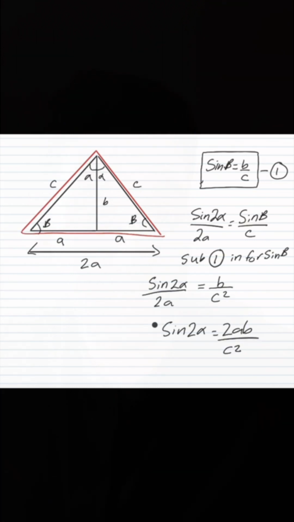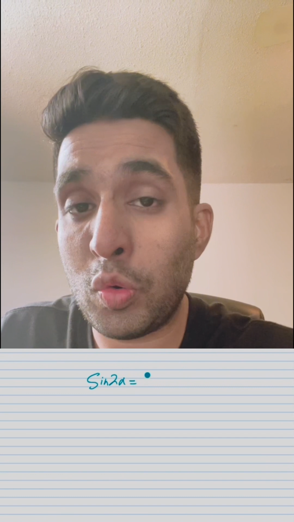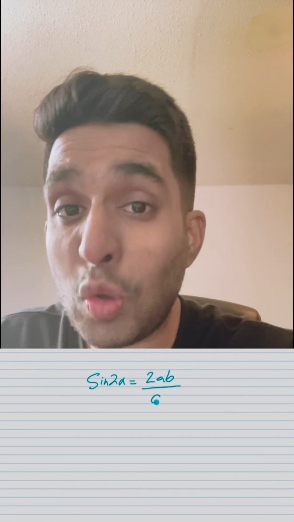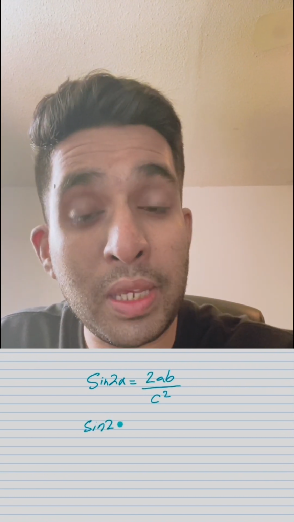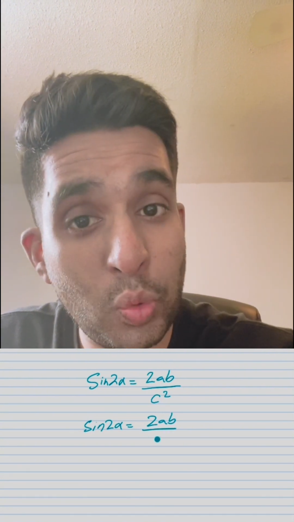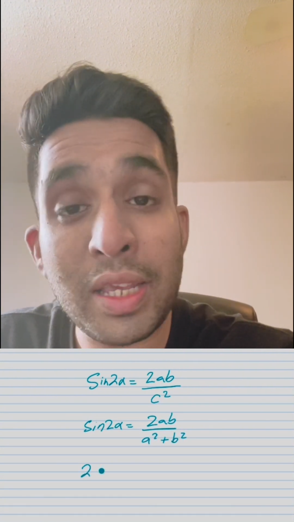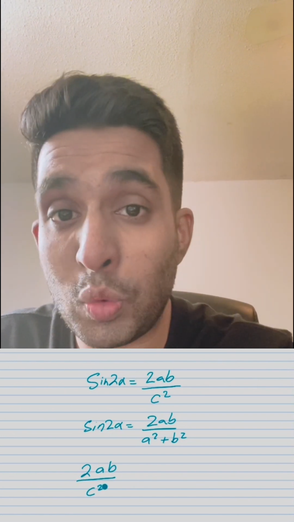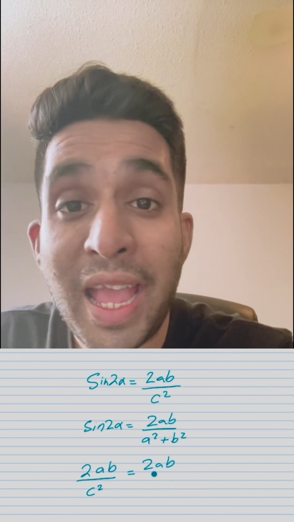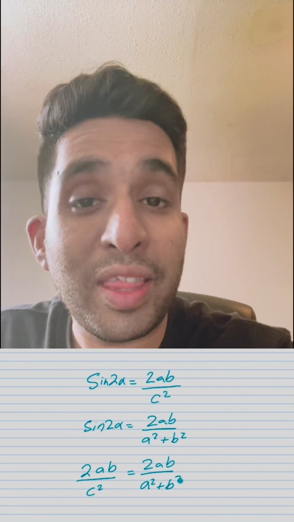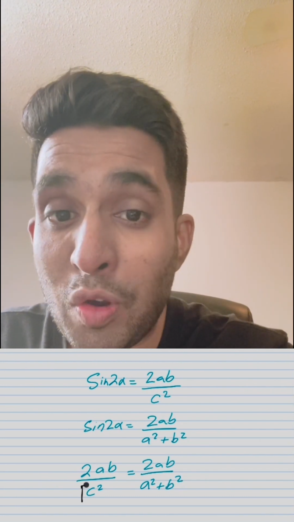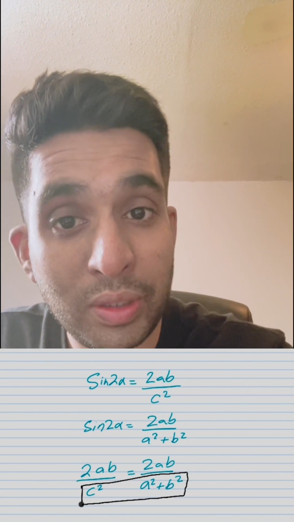Now guys, here's the cool part. If I can somehow show that sine of 2 alpha is also equal to 2ab over a squared plus b squared, then that would imply that 2ab over c squared is equal to 2ab over a squared plus b squared. And that would prove the Pythagorean theorem, because now our denominators have to be equal. So let me explain how they did that.